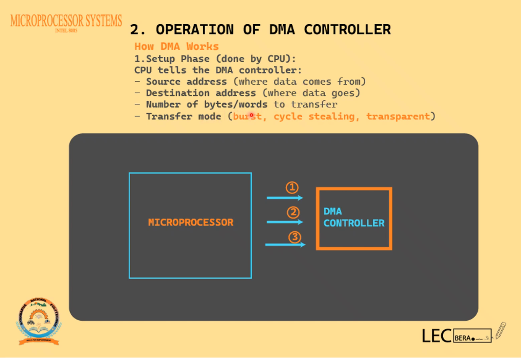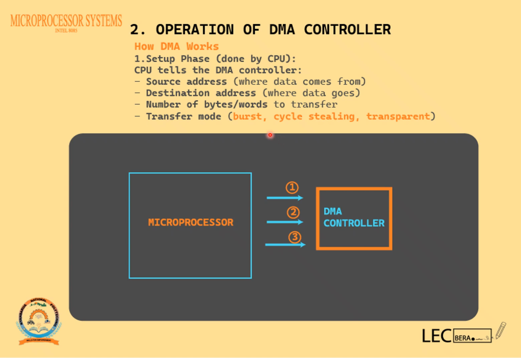And then the number of bytes or words to be transferred. This can be 16 bytes, can be 64 bytes. This is the total number of bytes to be transferred. Another thing we are going to tell the DMA controller is the type of operation it is going to do. So we have the burst mode, we have cycle stealing, and then we have the transparent mode.